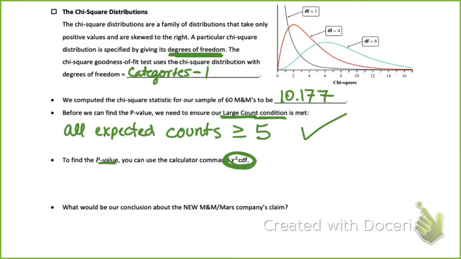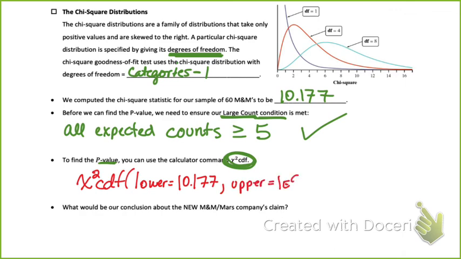All right, so here's our p-value. We did chi-squared CDF. Our lower was 10.177. That's the chi-squared value. Our upper was infinity. It always goes to infinity. And our degrees of freedom were 6 minus 1, which is 5. And we got 0.07.